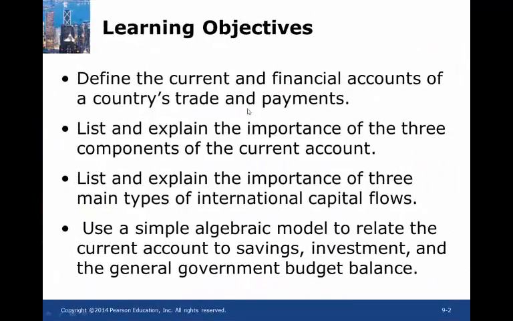So on one side of the balance of payments is what we call the current account, and that's mostly composed of the trade of goods and services. On the other side of the balance of payments is the financial and capital accounts, and that's what I'd like to think of as the money side of trade.